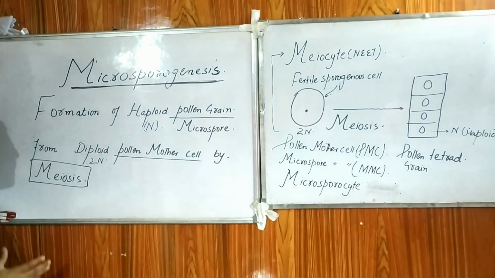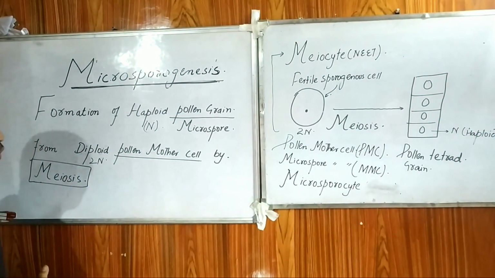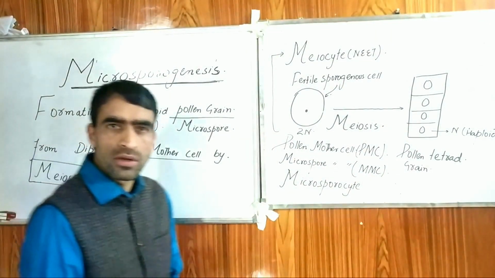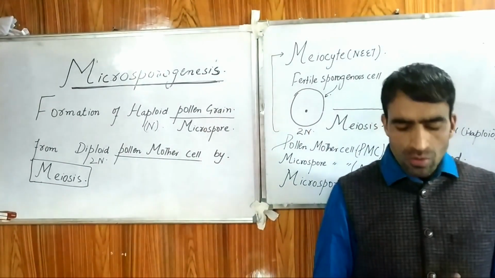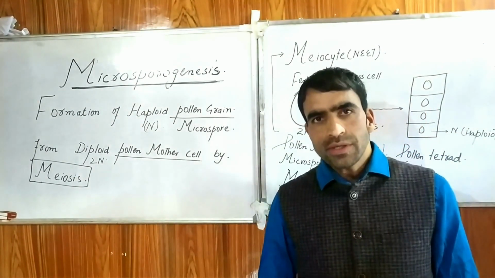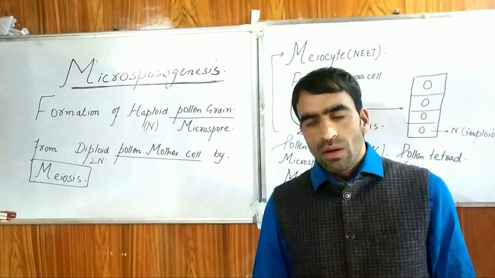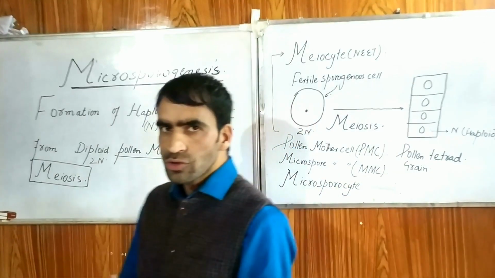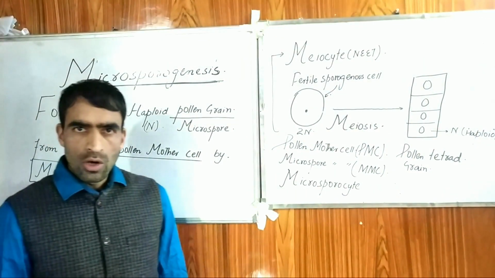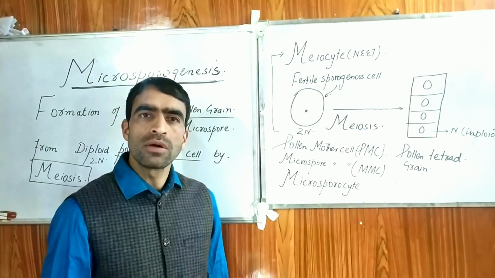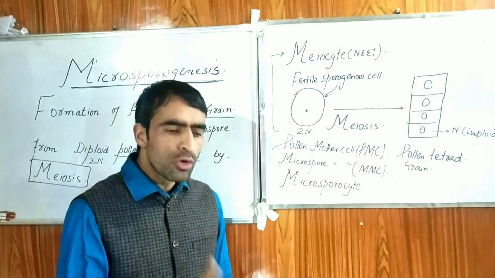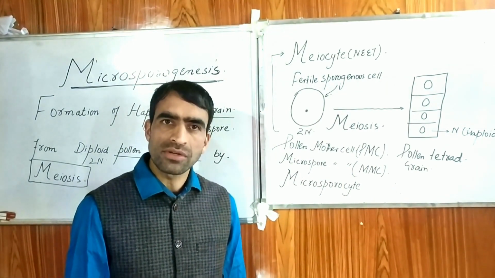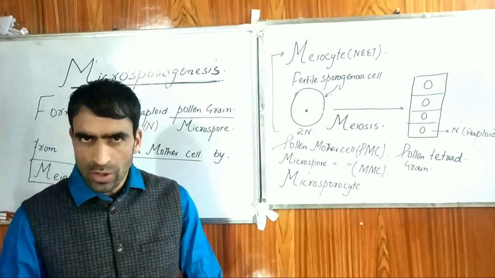Let us today explain what we mean by microsporogenesis in reproductive biology. We are discussing the sexual mode of reproduction in angiosperms, and while we tried to explain the sexual role of the anther, we discussed the structure of the microsporangium.